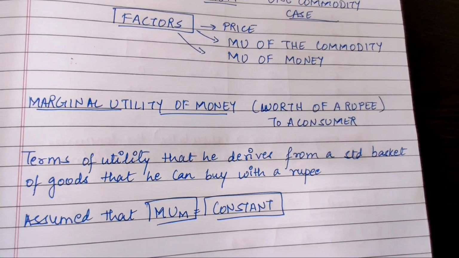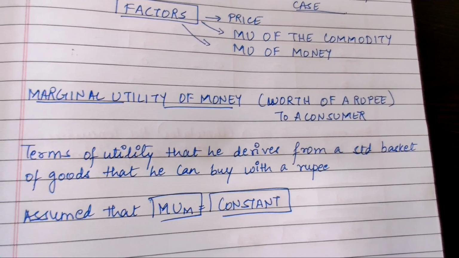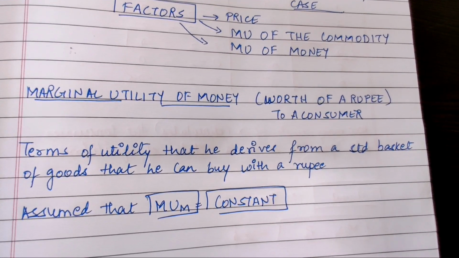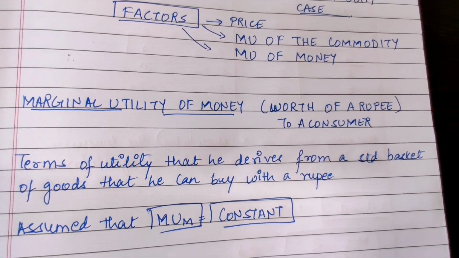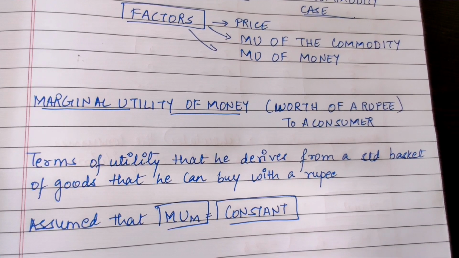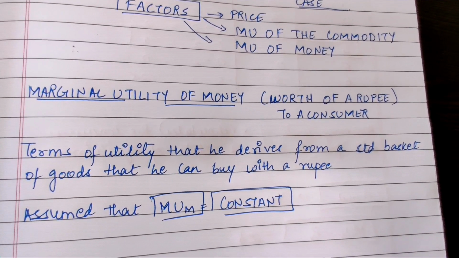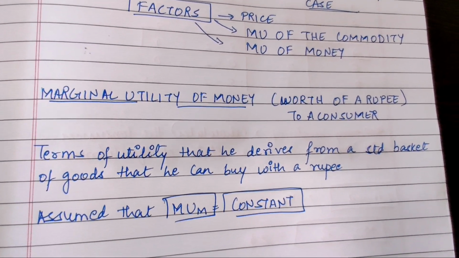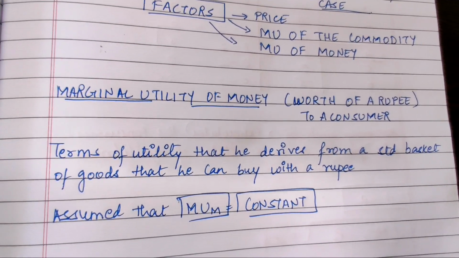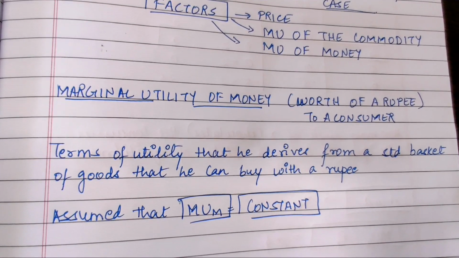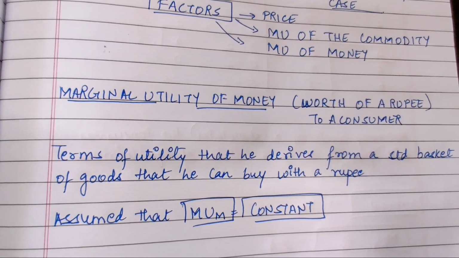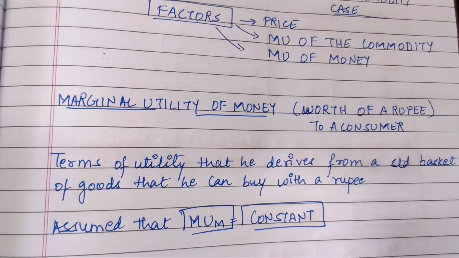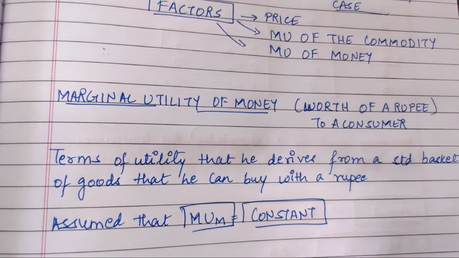What do we mean by marginal utility of money? It is the utility that a person derives from a standard basket, like 500 grams of sugar, 1 kg of rice, 500 grams of salt. These are the standard baskets of goods that he or she can buy with a given amount of a rupee. That is known as the marginal utility of a rupee. Suppose a rupee can buy 500 grams of sugar, which represents a standard basket, then 4 is to be taken as the marginal utility.